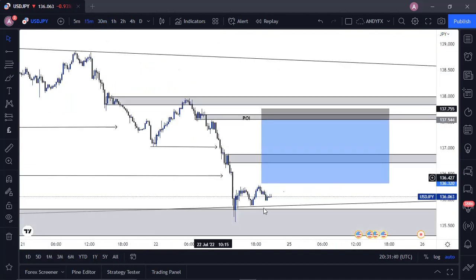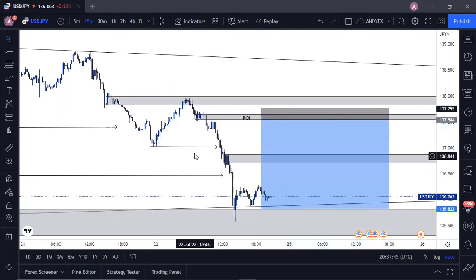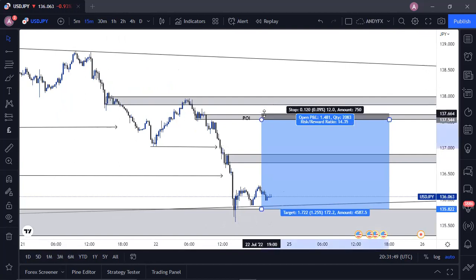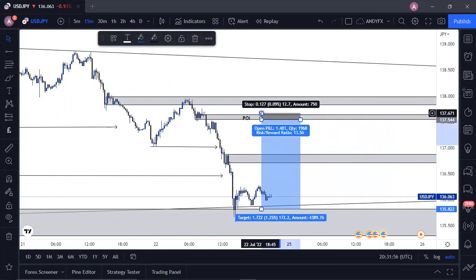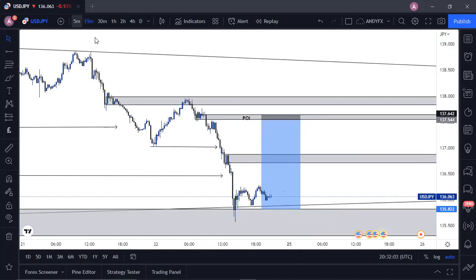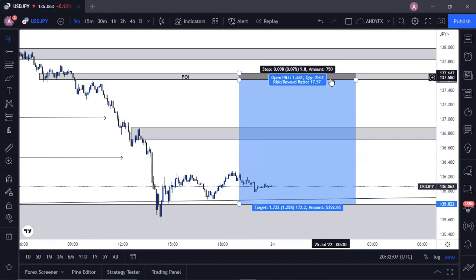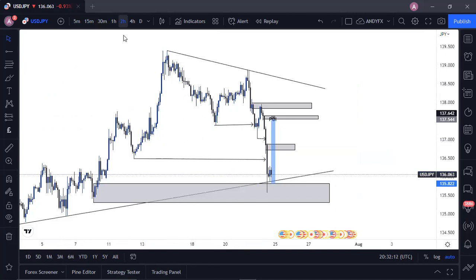So yeah, this is what I'll be looking for in USDJPY. I'm going to wait for my setup to play along. I'm going to wait for USDJPY to reach my point of interest, and then it's where I'll be looking for a sell.